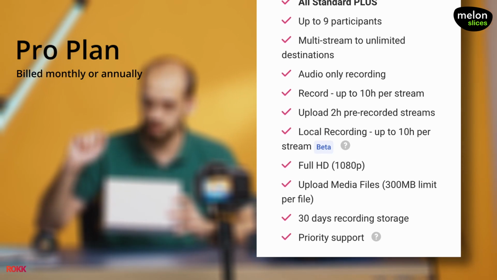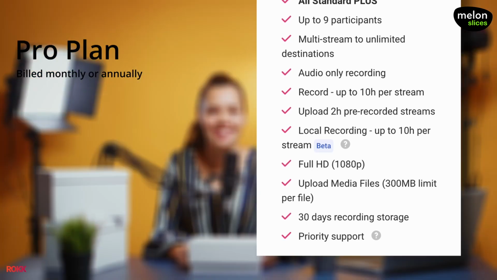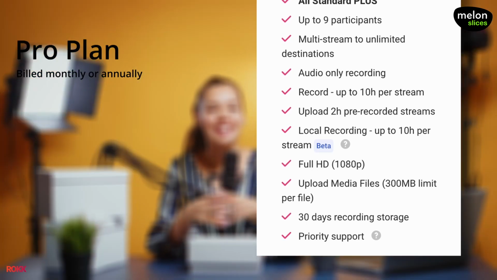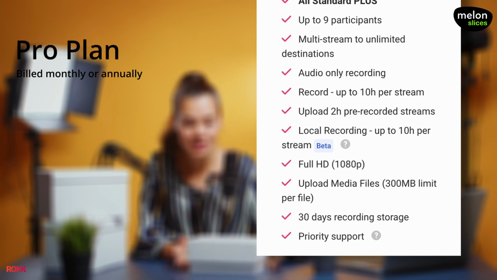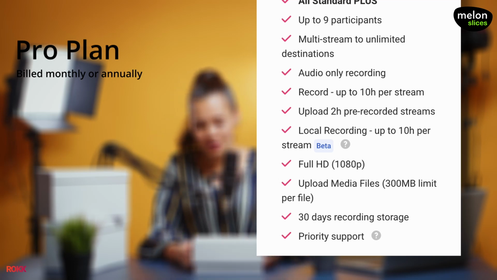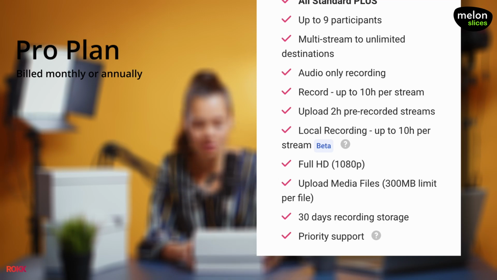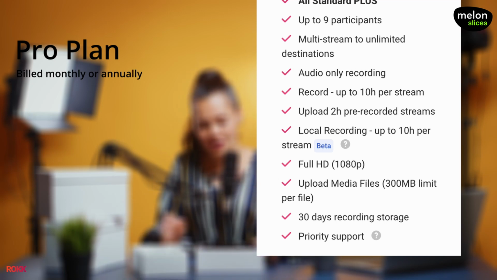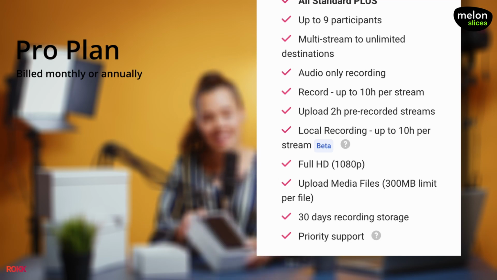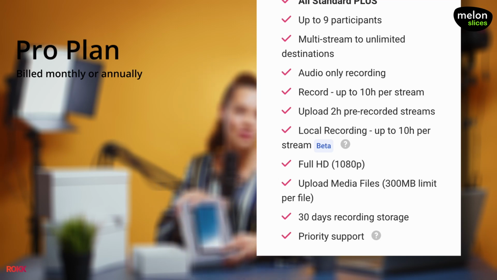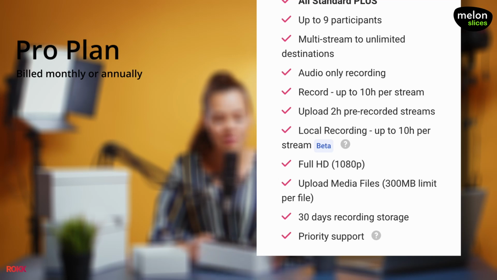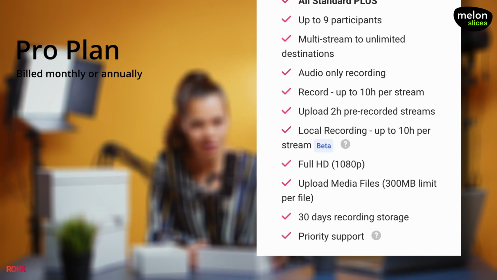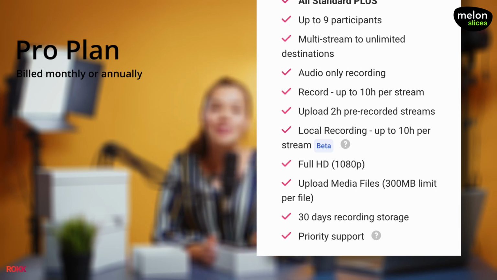You can do audio only recording, ideal if you are a podcaster. You can record up to 10 hours per stream, upload 2 hours of pre-recorded streams, and record locally up to 10 hours per stream. And you now have the option of Full HD, which is 1080p. That's 720p for the 2 previous plans.